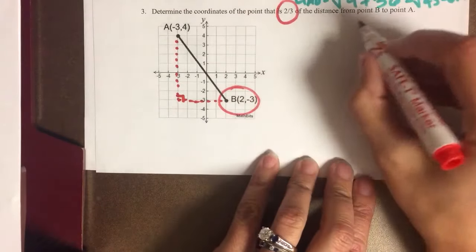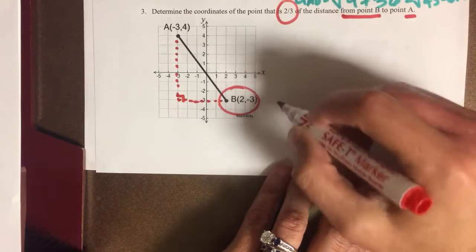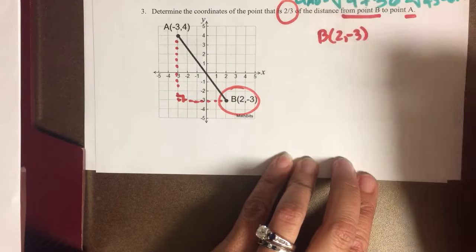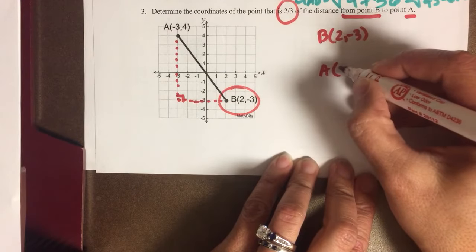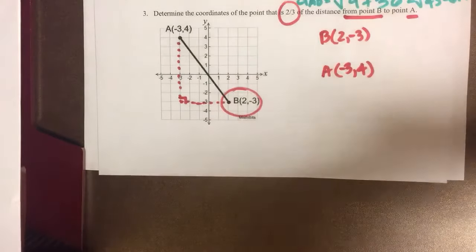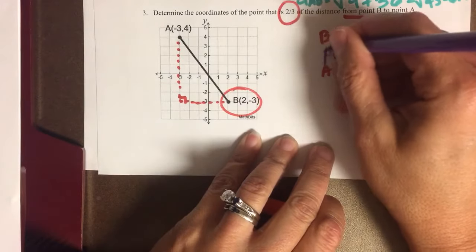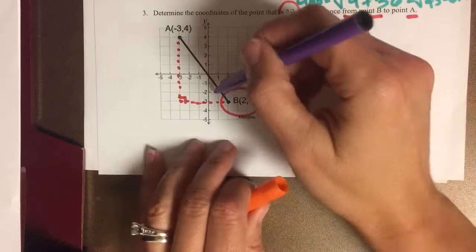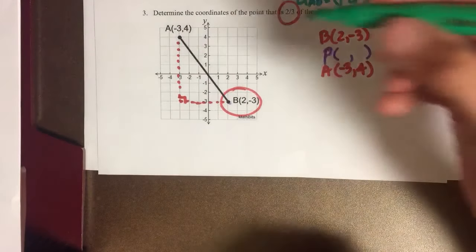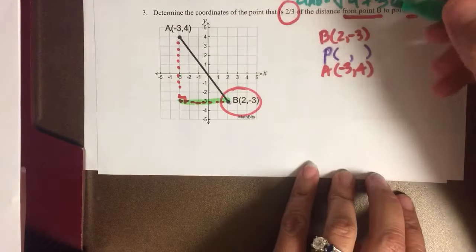So I'm going to start at B. And notice it says from point B to point A. It's important where you start. So B is at 2, -3, and A is at -3, 4. And we are looking for a point in between them that is 2/3 of the way from B to A. So in order for us to solve this, we have to look at a couple of things. We're going to look at the x values, and then we're going to look at the y's.